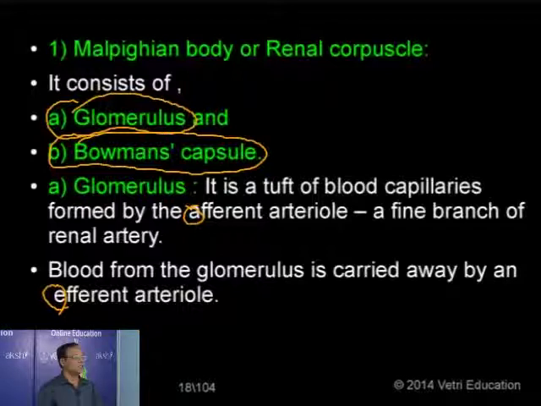So here, as it is moving towards the glomerulus, it is called the afferent arteriole, and that forms the glomerulus. Once again, all the capillaries join together to form another blood vessel, and that one is called the efferent arteriole. That is the one leaving the glomerulus, taking blood away from the glomerulus.